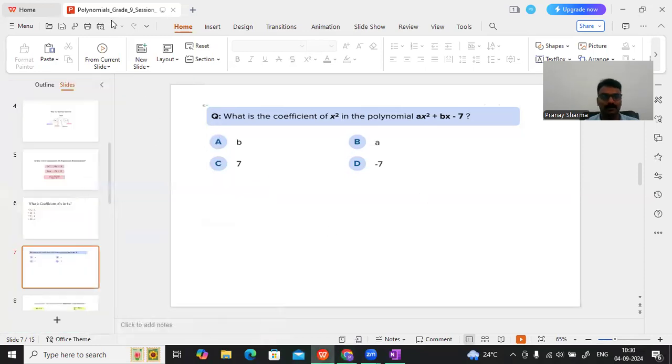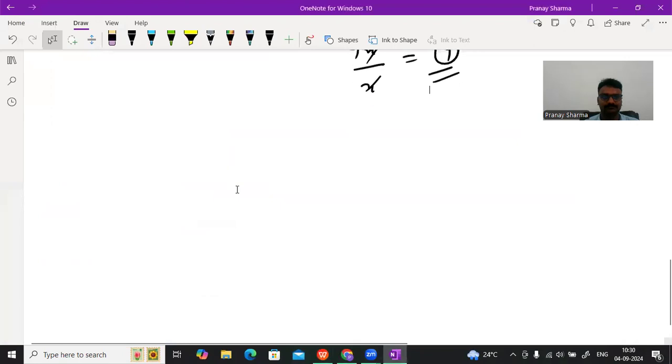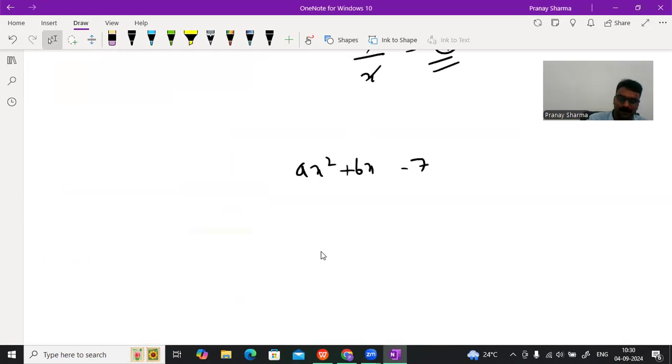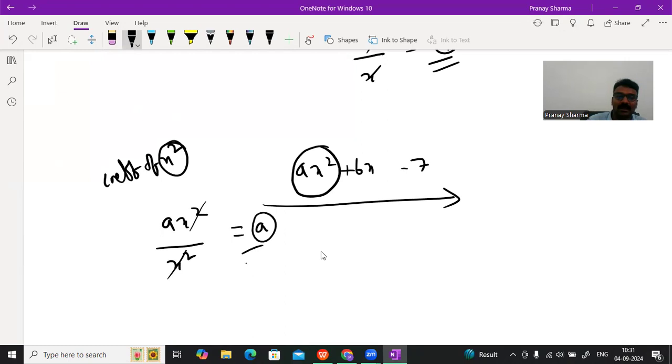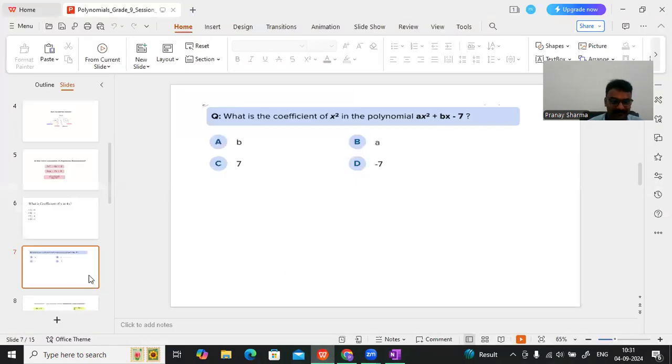Right. Let us move to our whiteboard. The question was ax square plus bx minus 7. They're asking you to calculate the coefficient of x square in this. First, scan it from left to right and identify the term that has x square in it. Take this term out, right? They're asking you for x square, so divide this term by x square. This and this will go away. You're left with a. A is going to be the coefficient. And remember, a coefficient can also be in variable format, right? That is what we have learned from this example.